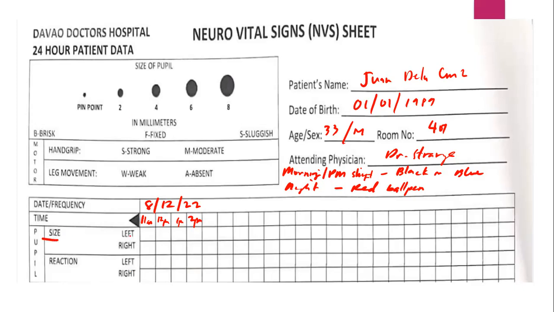So, we have size. For example, 2 sa left, tapos 2, lagay nyo yan 2. Ang reaction naman, kung brisk, lagay nyo yung B. Kung sluggish, lagay nyo S. Kung 4 naman, lagay nyo 4. Yan. So, for example, kung 6, tapos fixed, dapat i-refer nyo na yan. Baka nag-seizure na yung pasyente ninyo or nag-arrest na. Alright? So, yan.